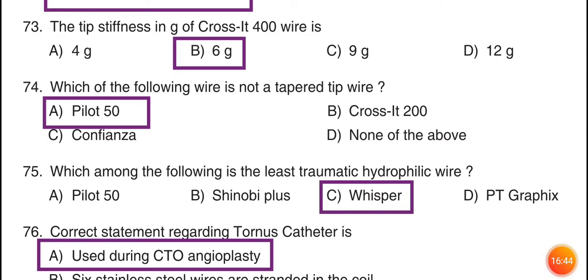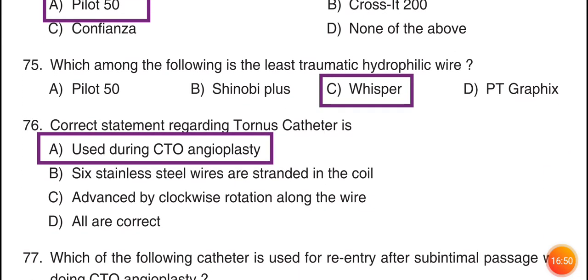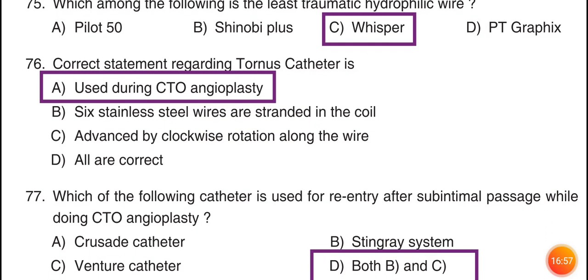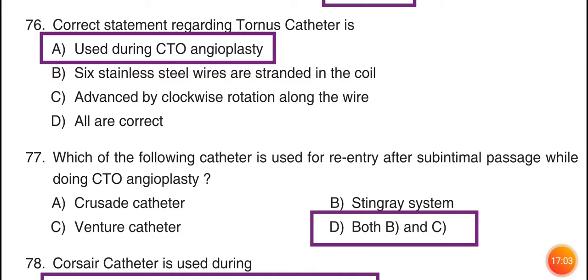74. Which of the following wire is not a tapered tip wire? Option A, Pilot 50. 75. Which among the following is the least traumatic hydrophilic wire? Option C, Whisper. 76. Correct statement regarding the Tornus catheter is option A, used during CTO angioplasty.